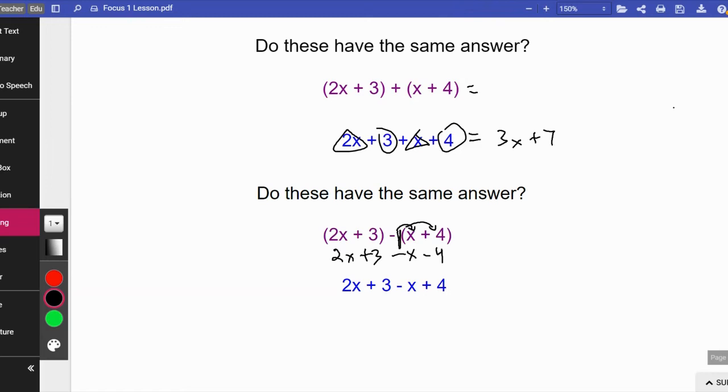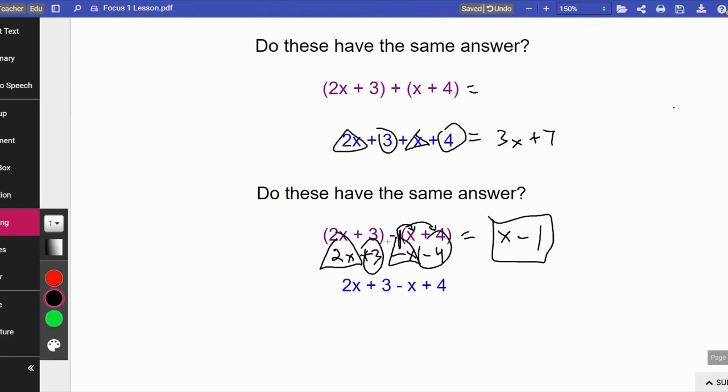Anytime you have a subtraction outside of parentheses, you can throw away the parentheses once you've changed both signs inside the parentheses. So then, combining like terms, 2x and negative x is just a 1x. And then 3 and negative 4, you get a negative 1. And that's the correct answer.